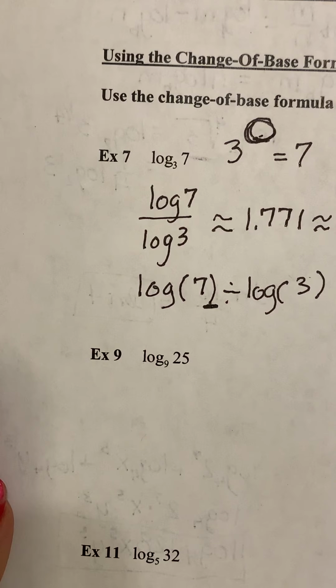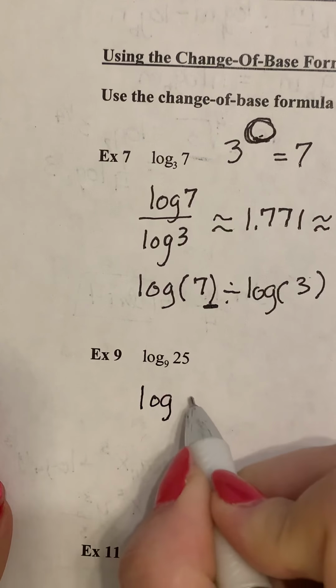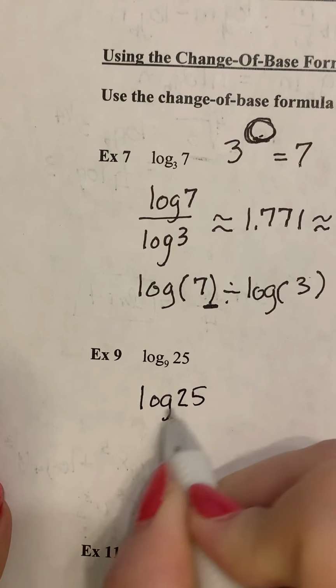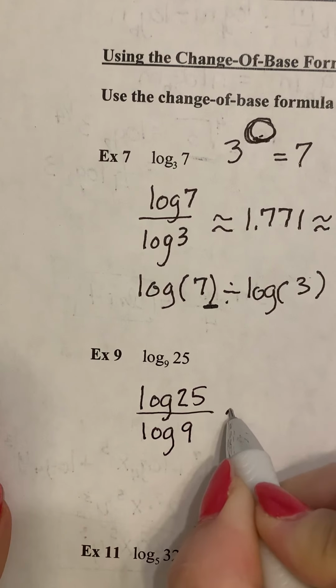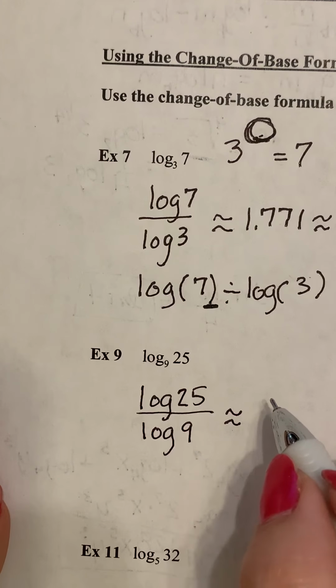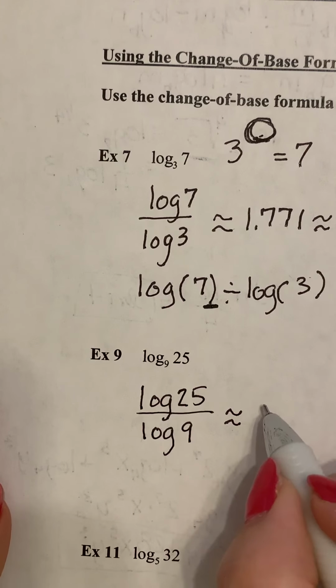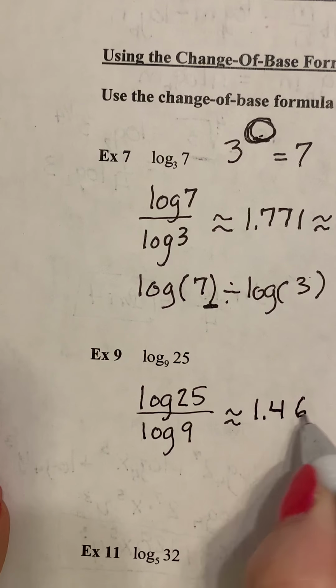Log base 9 of 25. 9 raised to what power is 25? So you go ahead and plug in your calculator, log 25, the whole thing, divided by the log of 9. Don't forget the end parentheses. I probably have said that way too many times, but sometimes it takes that many times to remember. 1.465.